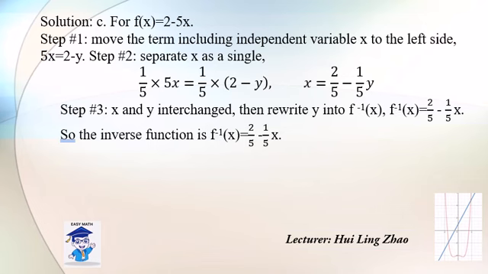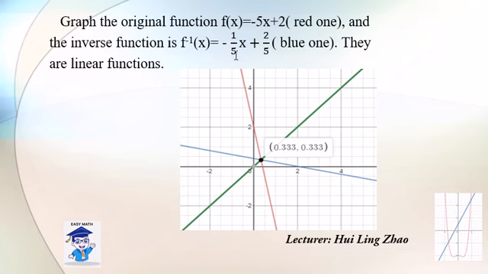The graph here. The red one is y equals -5x plus 2. We can see the y-intercept here is 2. And the inverse function f^-1(x) equals -x over 5 plus 2 over 5 is the blue one. And then we can see that the x-intercept is 2. They are both functions. Actually, it is a linear function.